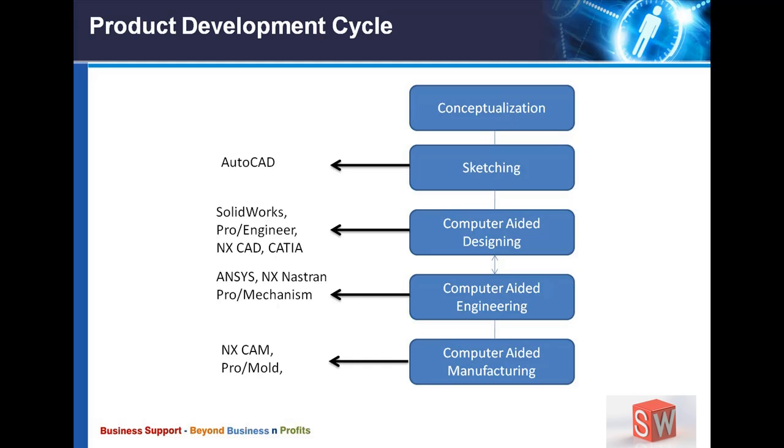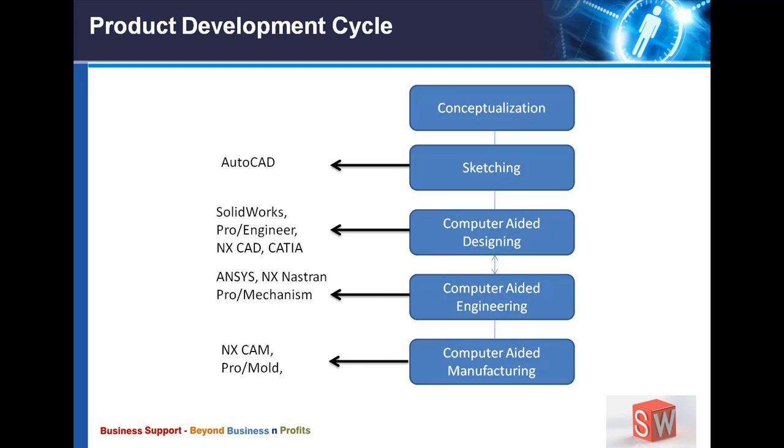And computer aided engineering, where we will be doing the validation, that is, we are going to apply boundary conditions and find out the stress distribution or pressure, or it may be deformation of any product. Here we use ANSYS, NX Nastran and Pro Mechanism. And last, with manufacturing we use NXCAM and Pro Mold, which entirely give a solution for tool design and also for machining. And that's all about the product development cycle.